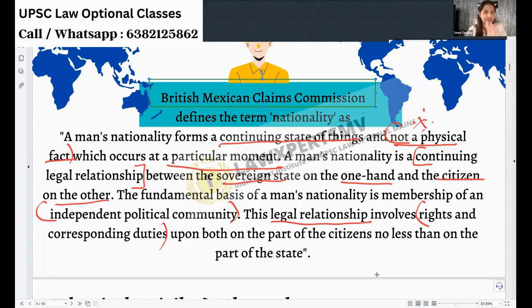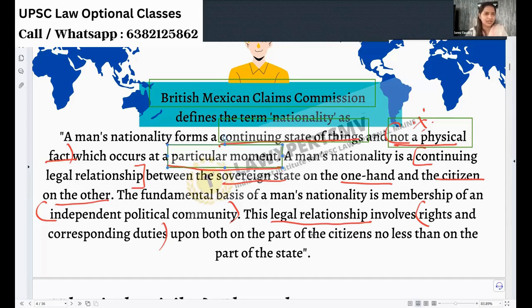It is even important to differentiate nationality from domicile. Now, what it says, a man's nationality forms a continuing state of things. It's a continuous state of thing that you are being subject to some state. Okay, it is not that at one particular point of time you are with one state and next with another state. No, it is a continuous state of thing. And it is not a physical fact which occurs at a particular moment.